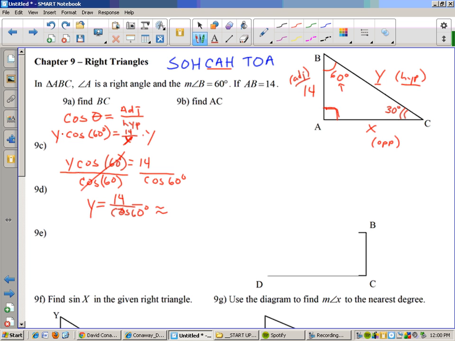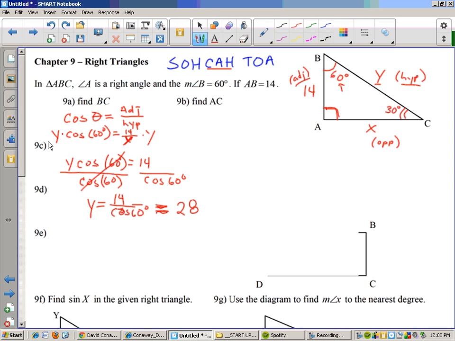28, that's right. It's going to be exactly equal to 28, so we don't even need the approximately. This is a 30, 60, 90 right triangle, which means that the hypotenuse will be double the short side. Okay, in 9b, they want us to find AC, which is x.